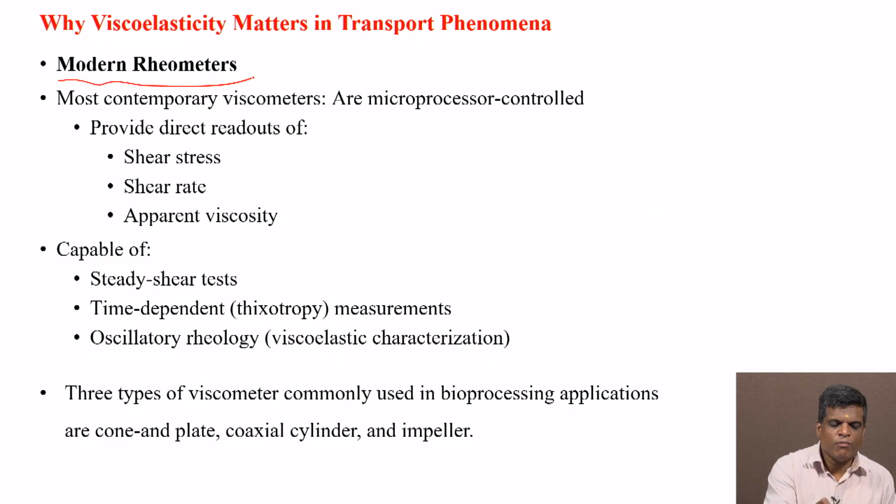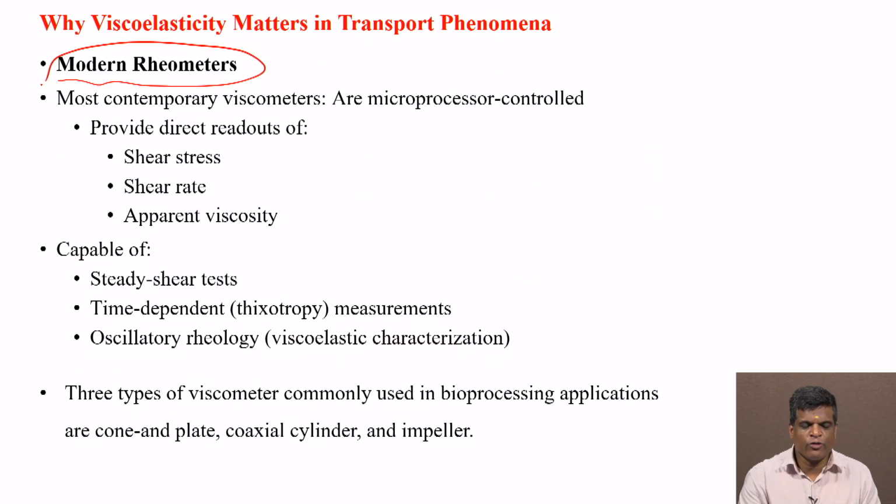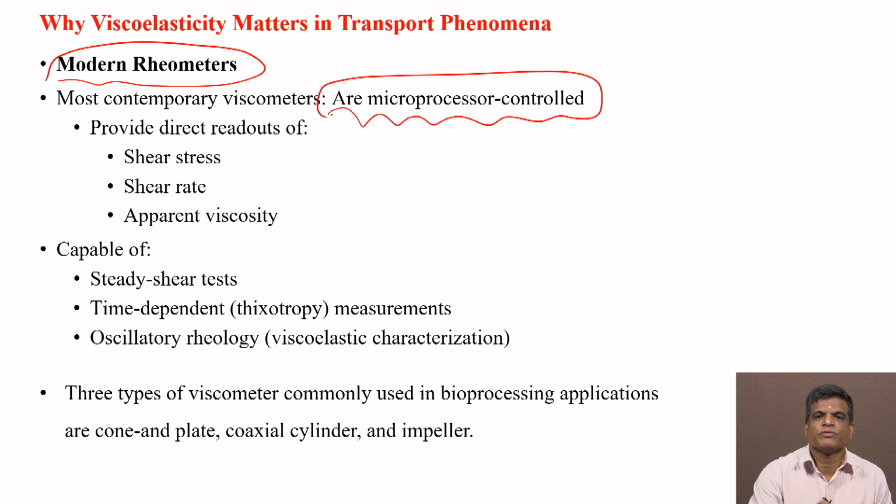Then we will discuss modern rheometers. Of course, we have to measure with the viscometer here. Most of the latest ones are microprocessor controlled, so we can directly read out the shear stress, then shear rate, then apparent viscosity.